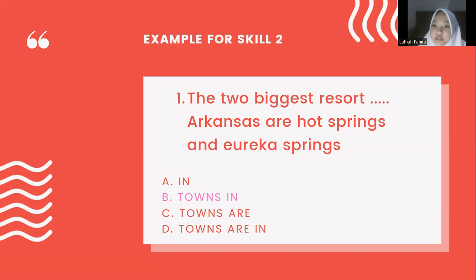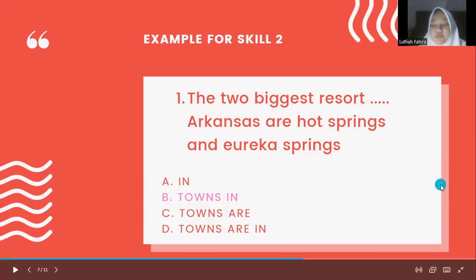Why do we choose a plural subject? Because at the beginning of the sentence, it says 2 biggest resorts, which says more than one, or is called plural. The Arkansas in the sentence is the object of the preposition.